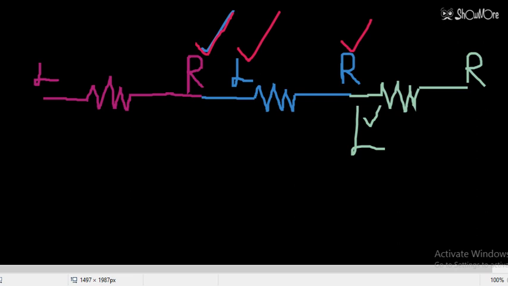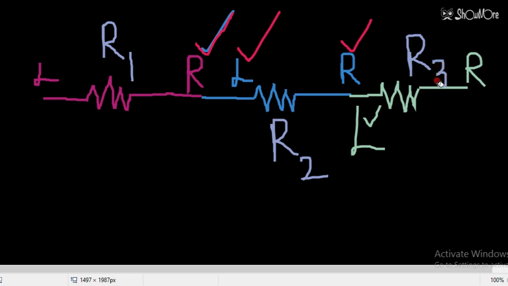Now listen to me. Let's suppose there are three resistances, like you can see here. Let me name them: the value of the first resistance is R1, the second is R2 and the third resistance has value R3. So the values are R1, R2 and R3. Let me draw it again.